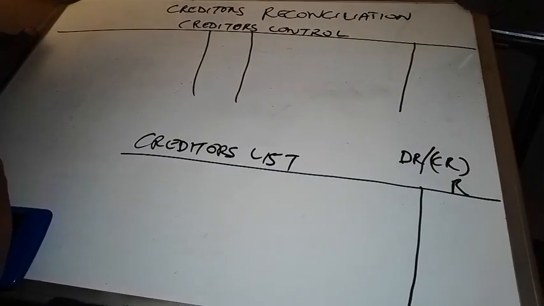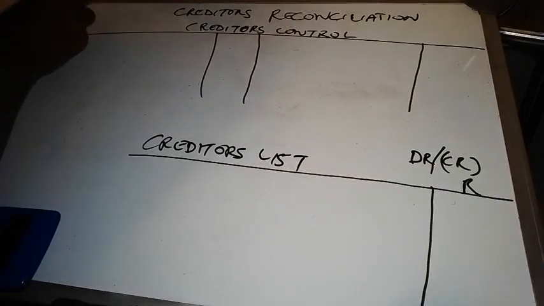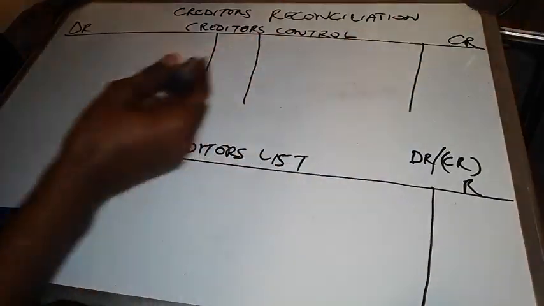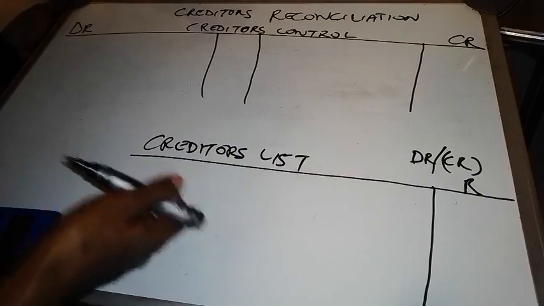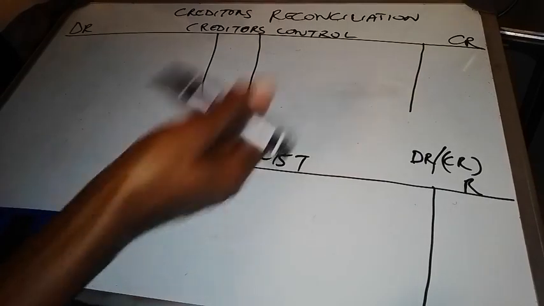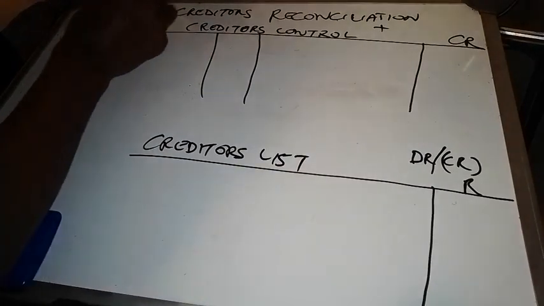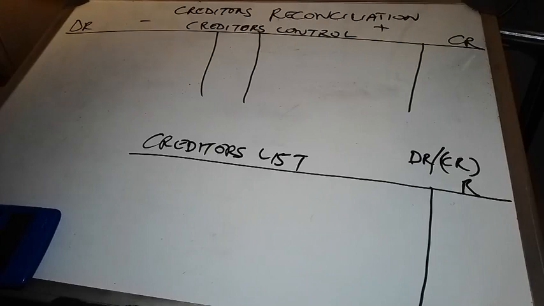Okay, so on this exercise, we're doing the creditors control, the creditors reconciliation. So we've got a debit and credit. This is the creditors control account, and this is a creditors list. A creditors control, unlike the debtors, increases on the credit side and decreases on the debit side, right? So it's actually the opposite of the debtors control.